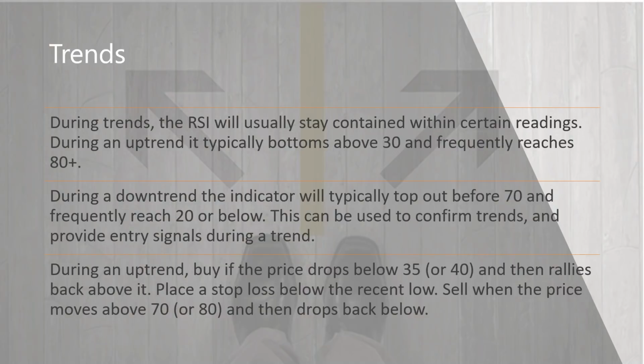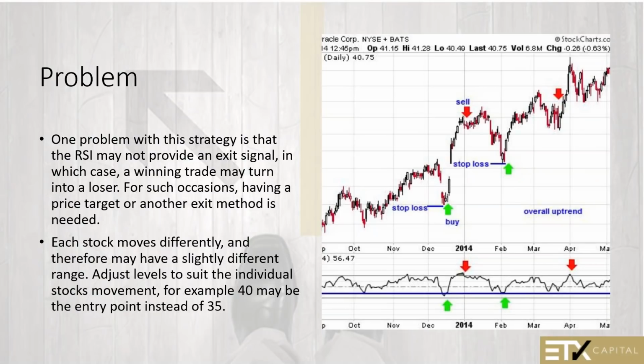Now, during trends, remember, there's three possible trends: uptrends, downtrends, and sideways trends. Sideways trends can be considered congestion sometimes. So we're talking about at this moment uptrends and downtrends. During trends, the RSI will usually stay contained within certain readings. During an uptrend, it typically bottoms above 30 and frequently reaches 80 plus. During downtrends, the indicator will typically top out before 70 and frequently reach 20 or below.